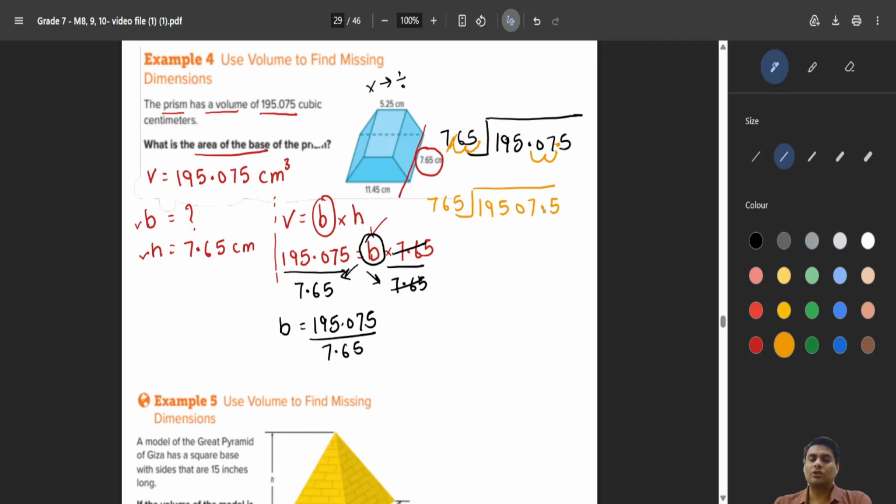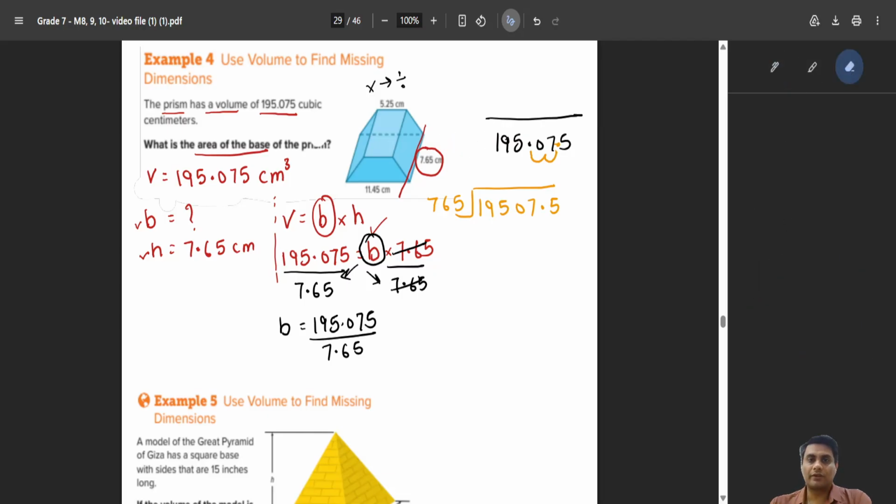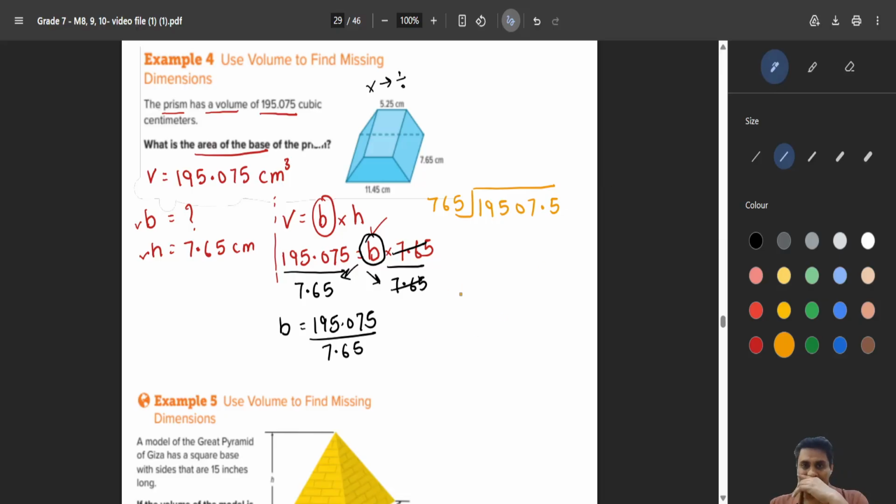Okay, now see, the decimal from here is gone. There is a decimal here, no need to worry about it. Do not consider it. I will tell you what to do with it in the last. Okay, now we have this to divide. Now some students will think, Mr., 765 is a big number. How will I know 765 times how much should I take here? So for that I will tell you a trick.